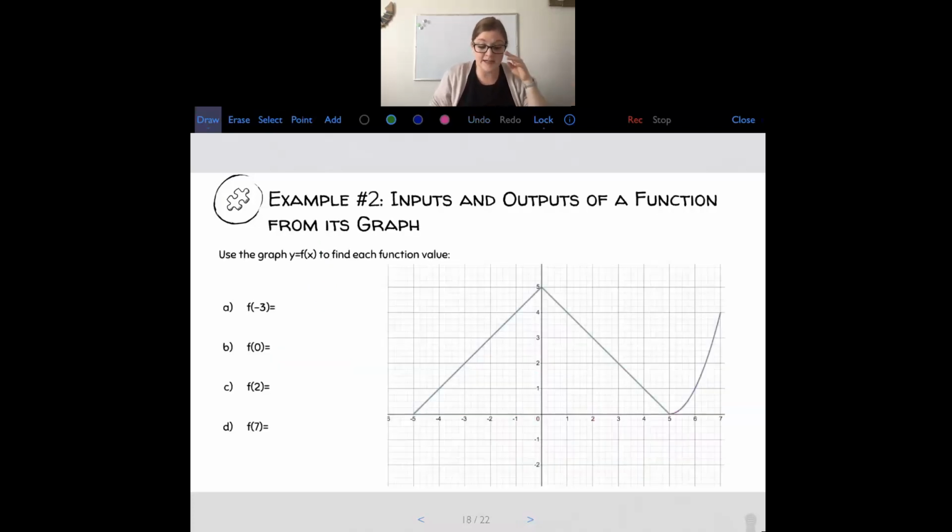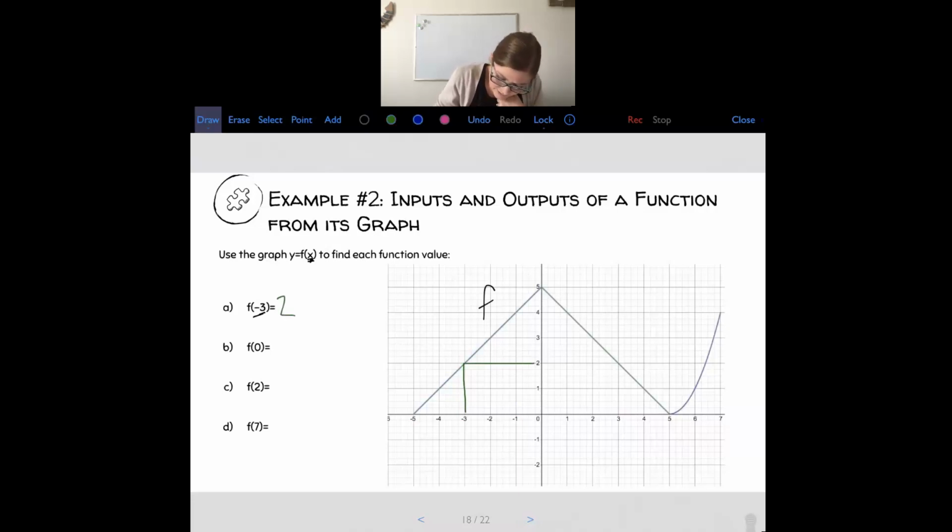Okay, inputs and outputs of a function from its graph. So use the graph y equals f of x. The blue line, green line, and purple line, this is just how Desmos does it. This is all our function. Let me write that in a different color, f. So again, function notation. This -3 is in the x position, so it is an x value. You'll go to that x value, you'll go to the corresponding y value on the function, and that will be your output. So here's -3. You go to the function. Here's the function. The corresponding y value is 2.